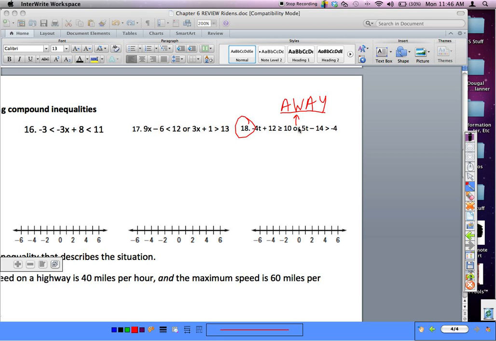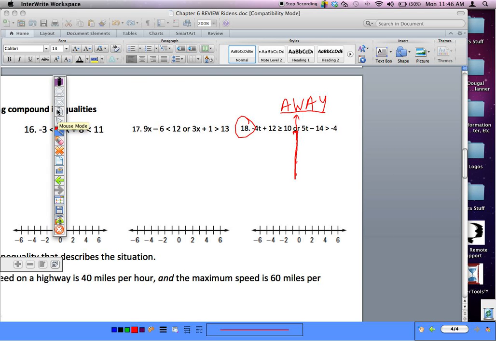Now, in order to do that, we're going to have to look at them as two separate problems. So, let's look at problem number 1 on the left. We're looking at this one first. Negative 4t plus 12 greater than or equal to 10. What is the first thing I need to get rid of here? You subtract the 12. Subtract the 12, and I know that because I'm using opposite operations, so minus 12, minus 12.